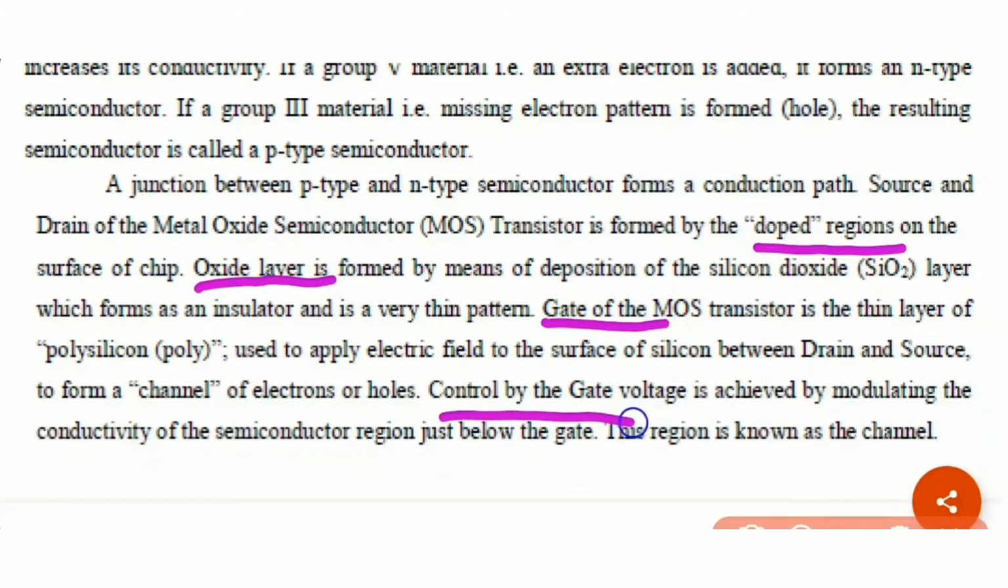The control by the gate voltage is achieved by modulating the conductivity of the semiconductor region just below the gate, and this region is known as the channel. So when you will see the diagram, you will understand the region below the gate is called the channel. So there will be the movement of electrons in the channel, and accordingly conductivity will come into play. So let's move forward.